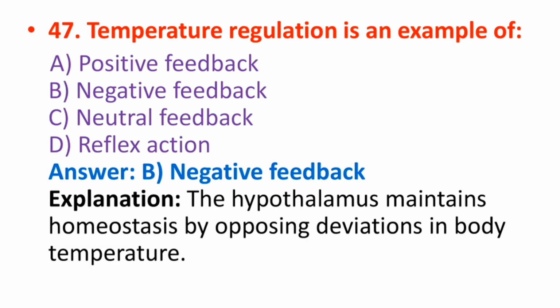Temperature regulation is an example of option A positive feedback, option B negative feedback, option C neutral feedback, option D reflex action. The correct answer is option B negative feedback. The hypothalamus maintains homeostasis by opposing deviations in body temperature. Temperature regulation is an example of negative feedback.